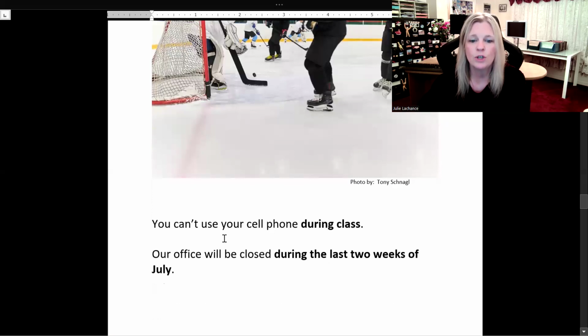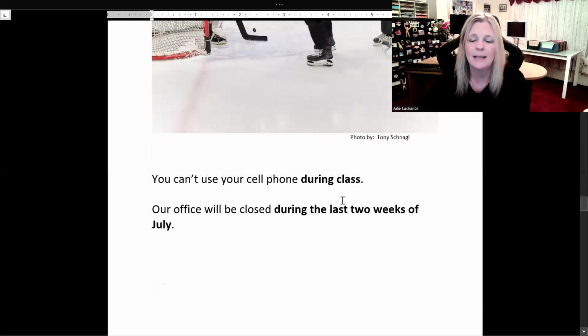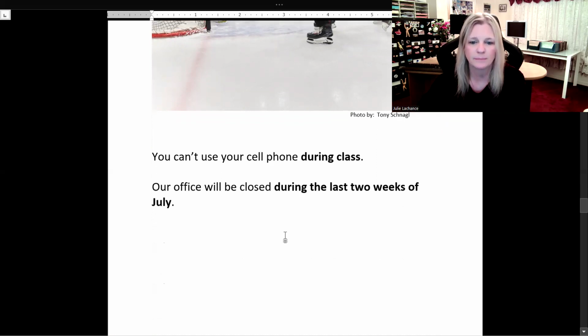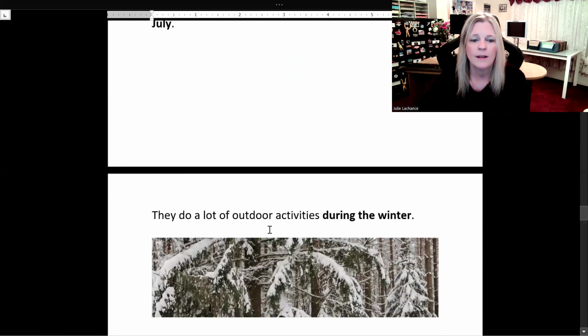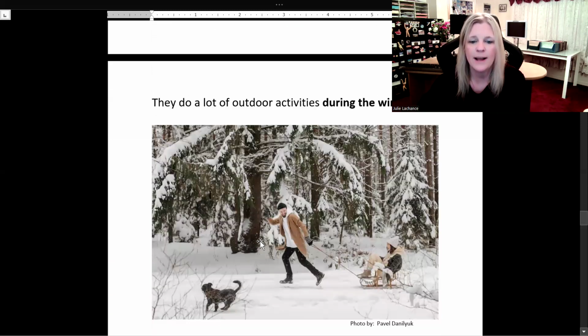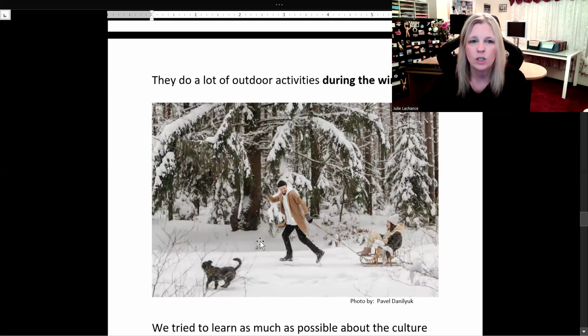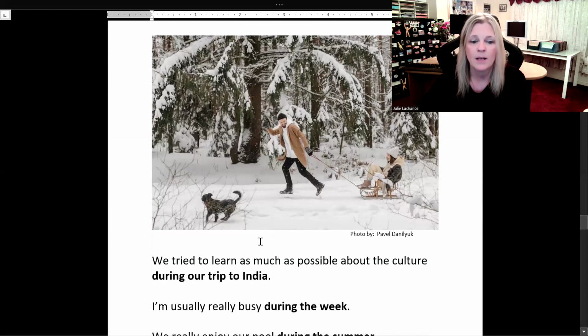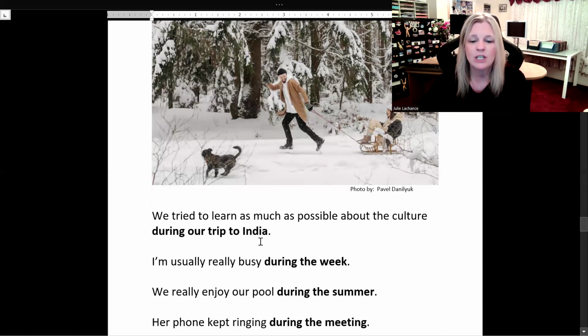You can't use your cell phone during class. During plus the noun. Our office will be closed during the last 2 weeks of July. They do a lot of outdoor activities during the winter. They look like they're having fun during the winter. We try to learn as much as possible about the culture during our trip to India.